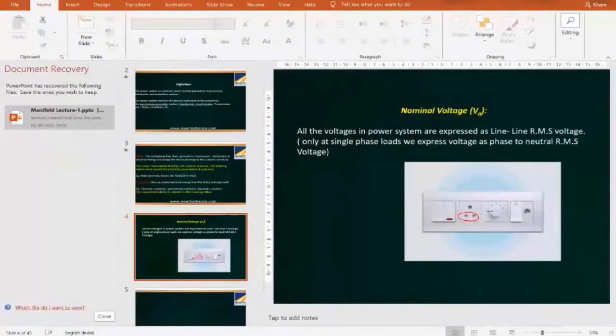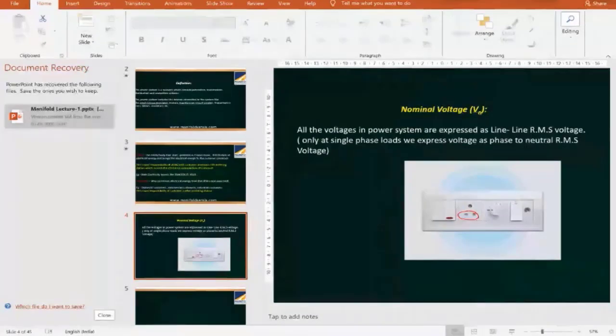Very good, 230 volt, but that is not complete. 230 volt phase to neutral RMS value. You should specify the voltage as 230 volt phase to neutral RMS voltage. This is the voltage which you are supposed to get.